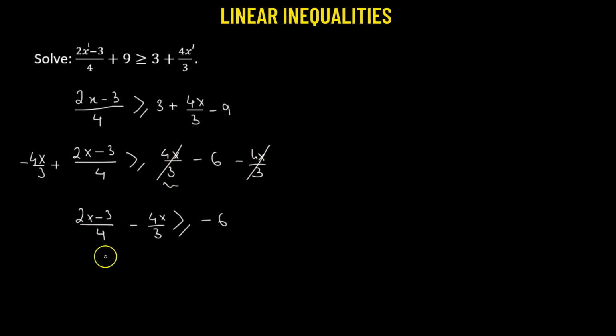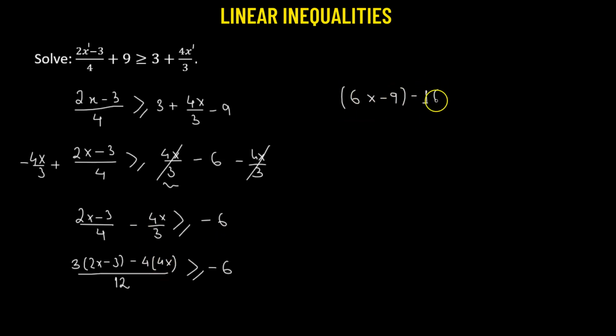Now the next step will be to combine them. We'll combine the two terms. So we'll take the least common multiple of 4 and 3, so that's 12. And then we have 3 times (2x minus 3) minus 4 times 4x, and this is going to be greater than or equal to negative 6. We'll distribute 3 with 2x minus 3, so we'll have 6x minus 9 minus, we'll distribute 4 with 4x, so that will be simply 16x, divided by 12, and this is greater than or equal to negative 6.